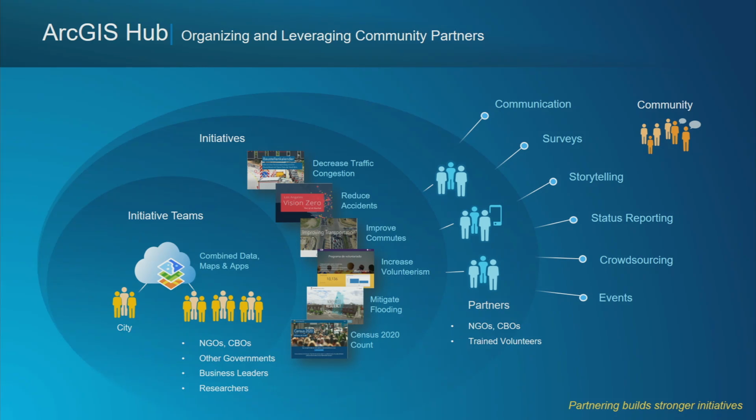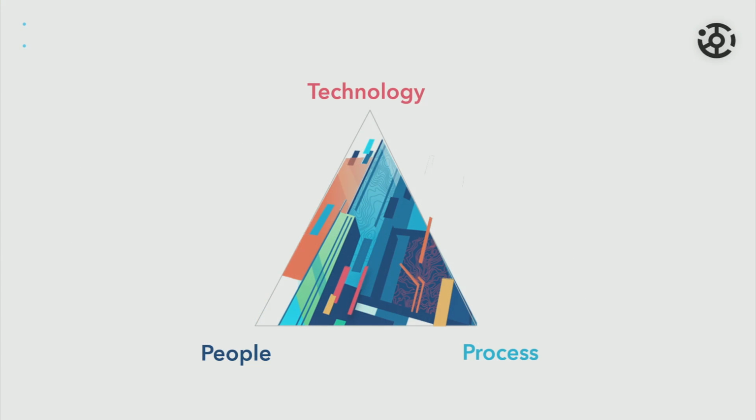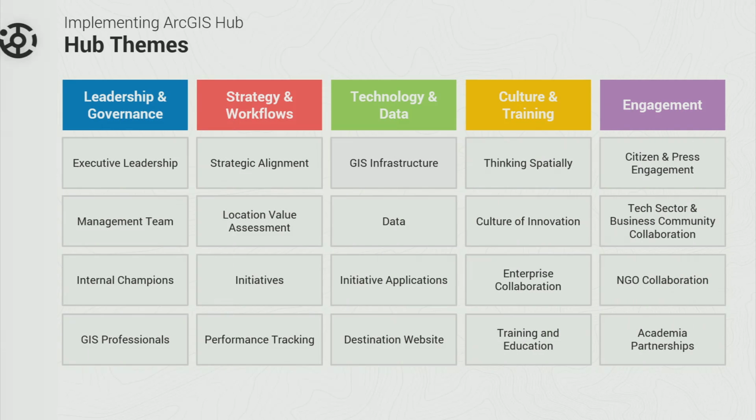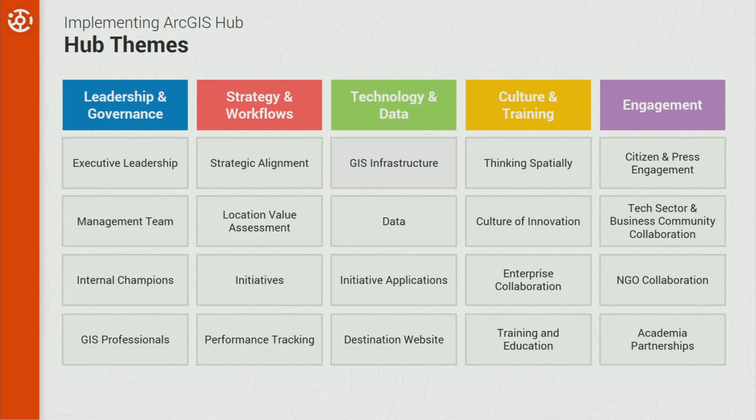So there's your quick little overview of ArcGIS Hub. Now we're going to turn back to the full triad here, people, process, and technology. Now those are very vague descriptions, kind of buzzwordy, so we tried to break these down to have a little more detail into what we like to refer to as the hub themes or the hub blueprint. This is 5 themes that we've made, each with 4 sub-themes that make up the major areas of a hub implementation, as you can see here.